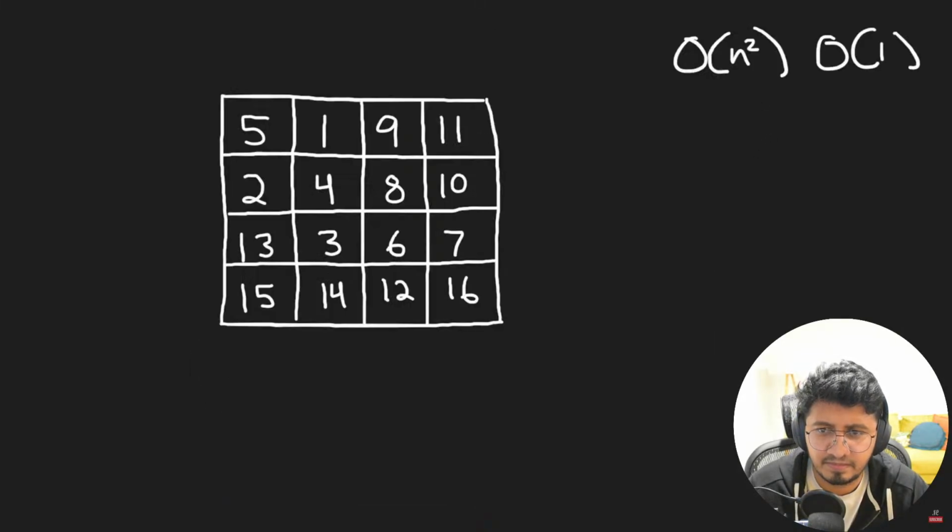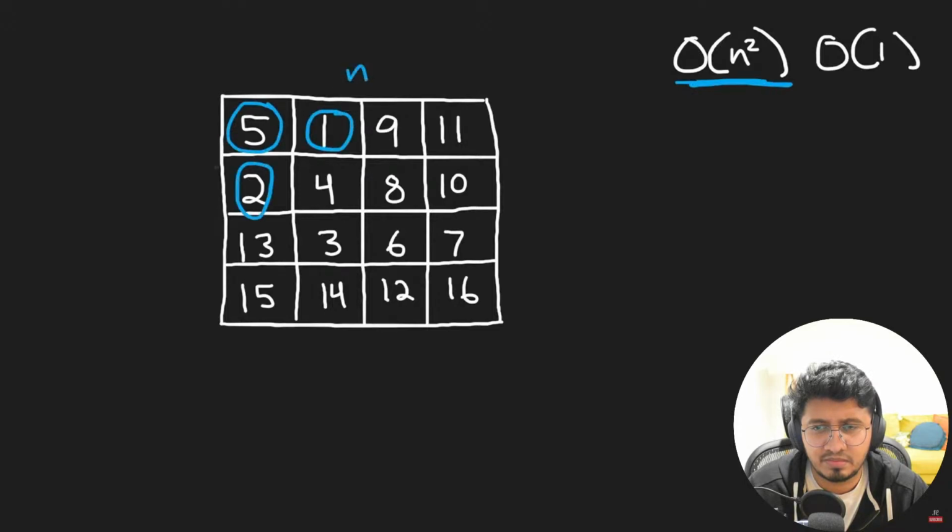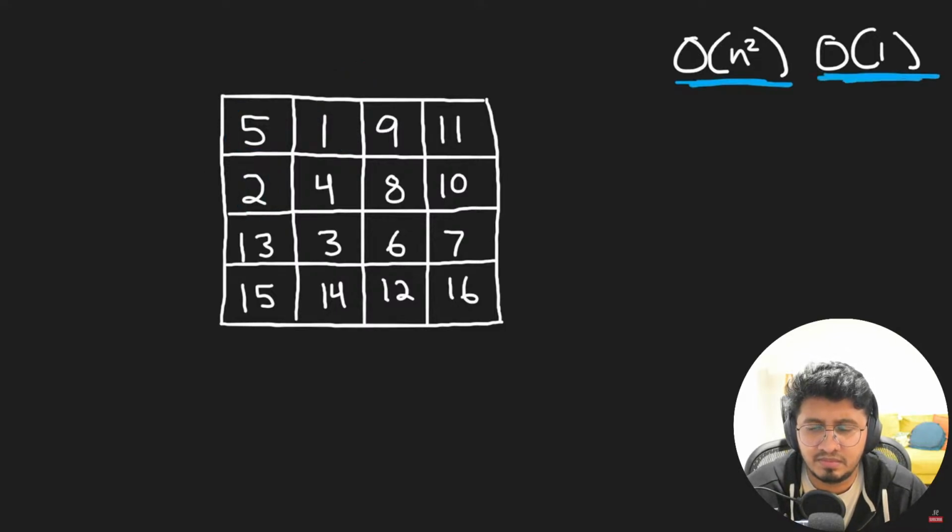So let me show you the general algorithm to solve this problem. We're going to do this in n squared time, meaning we only have to look at each cell in the matrix once. Remember, the dimensions are n by n. And we don't need any extra memory, so the memory complexity is going to be constant. We're doing this in place in our given matrix.